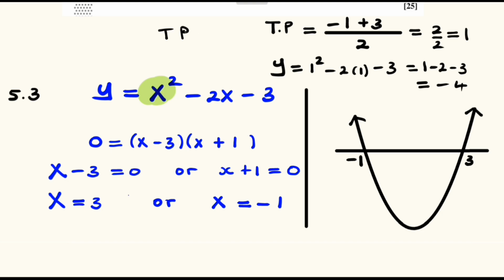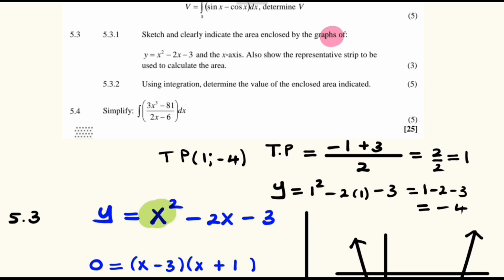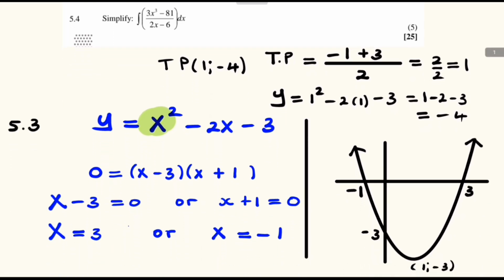So we have the turning point as (1, -4). So let's label it as (1, -4). And the y-intercept is -3. There was a plural for graphs since we have two graphs, the parabola and the x-axis. We shade our area between the two, the parabola and the x-axis.